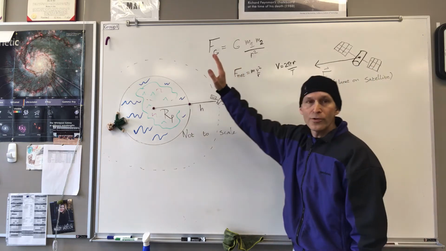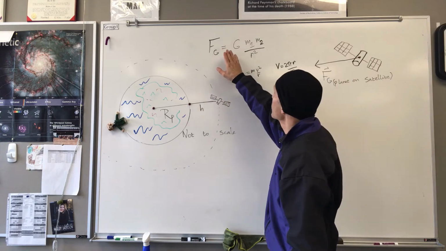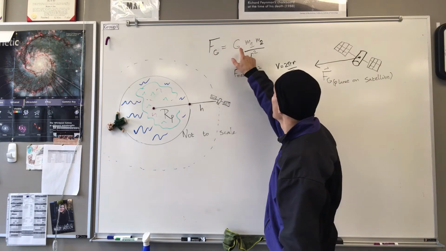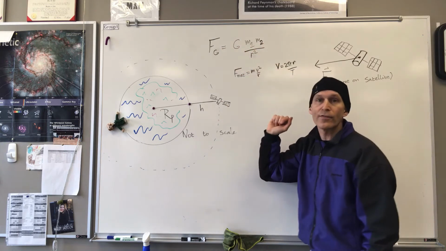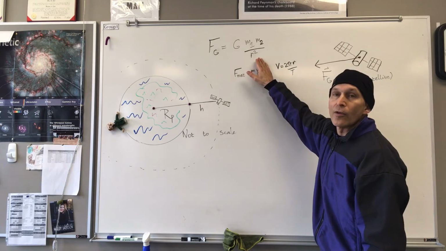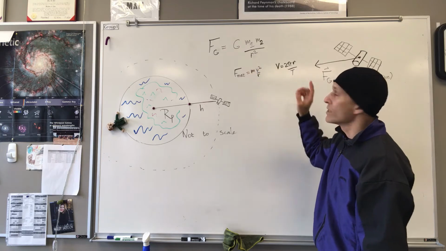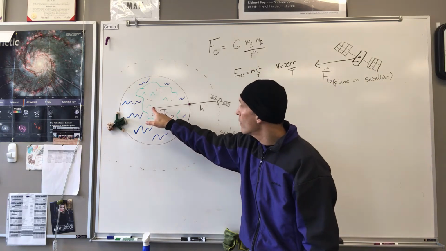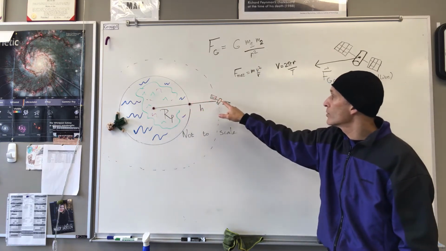Remember that Newton's universal gravitation is capital G, m1, m2, the masses of the two objects multiplied by each other, divided by the radius squared, where the radius is the center-to-center distance. So that's the entire distance from the center of one object to the center of the other.